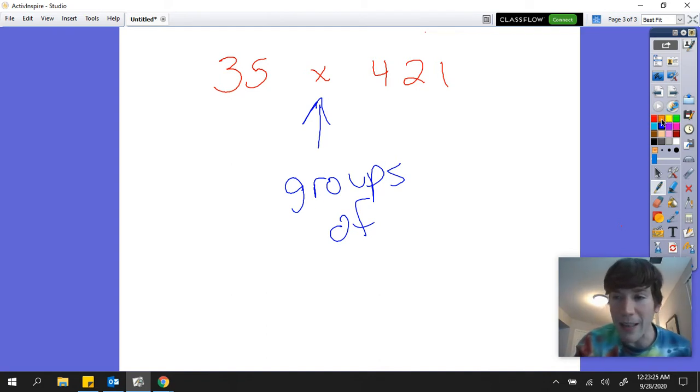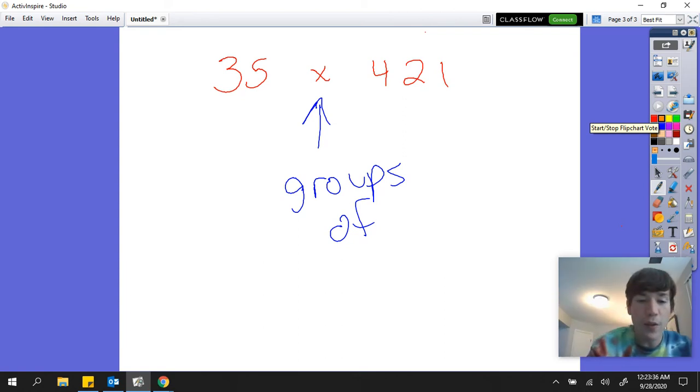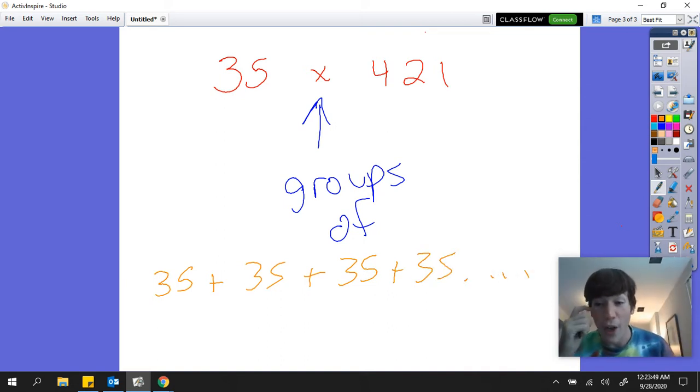Now, one way I like to think about this, and a lot of people mention this, is the idea of repeated addition. Multiplication is the same thing as adding over and over and over. So, for example, 35 times 421 is like adding 35 plus 35 plus 35 plus 35 plus 35 plus 35 over and over and over until you've added it together 421 times, which is a ridiculous amount. Now, that would take a long time to do. That is why we introduced the idea of multiplication.